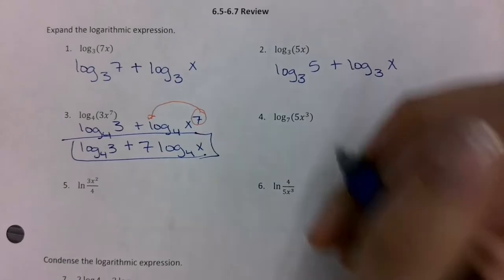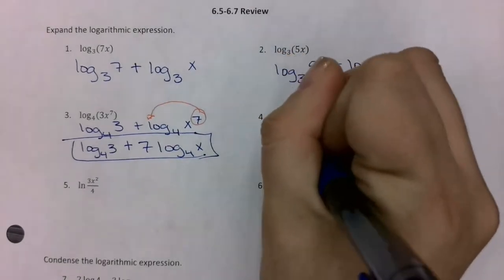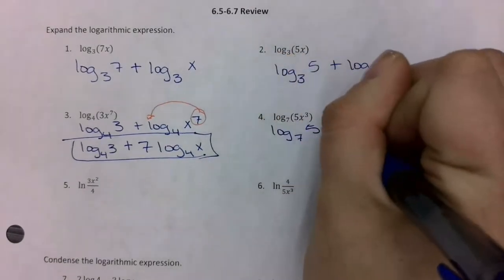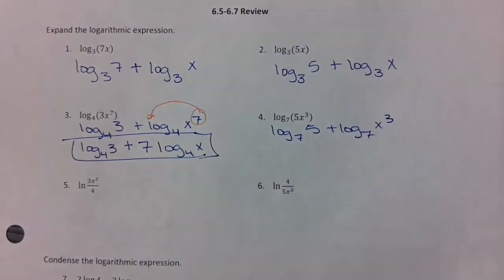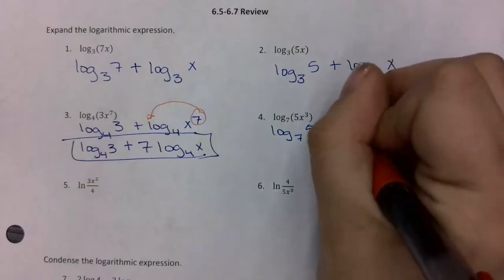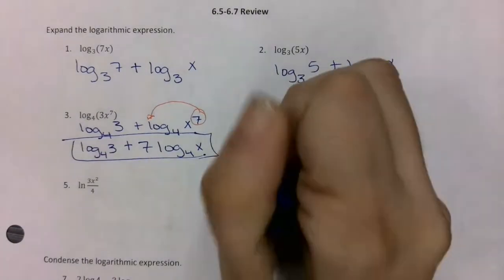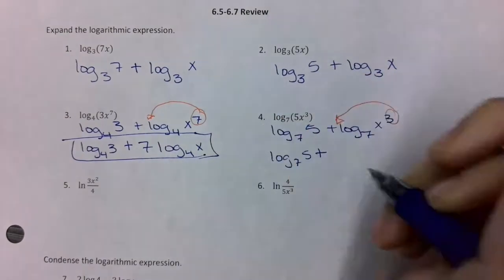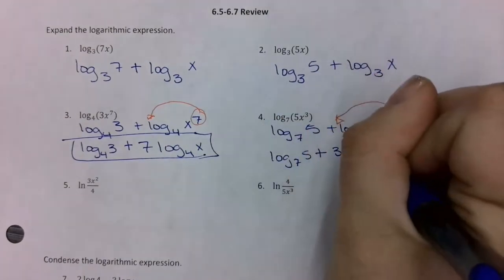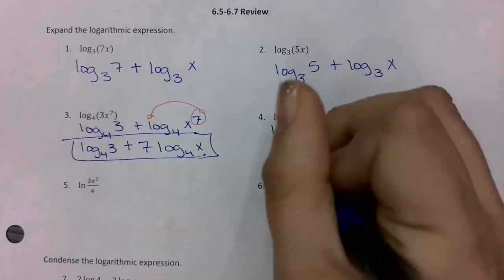Same thing on number 4. So it's log base 7, 5, plus log base 7, x cubed. Then the exponent is going to go in front of the term. So it's going to be log base 7, 5, that didn't change, plus 3 log base 7, x.